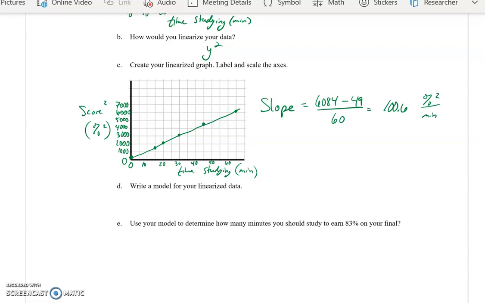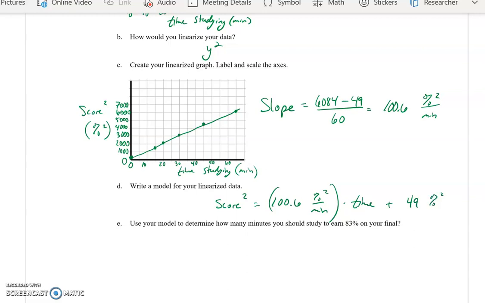So when I write my equation, y equals mx plus b, I've got score squared as y. Slope is 100.6% squared per minute times our x-axis of time, plus our y-intercept, which was 49% squared.